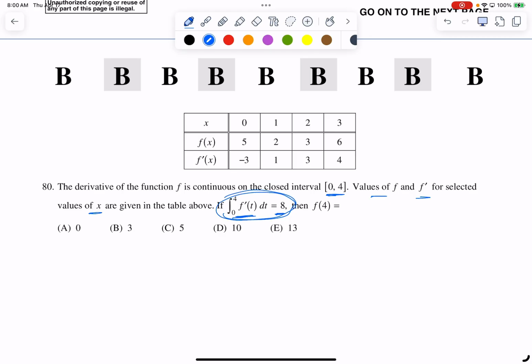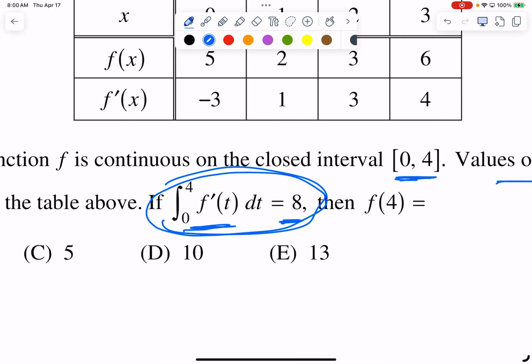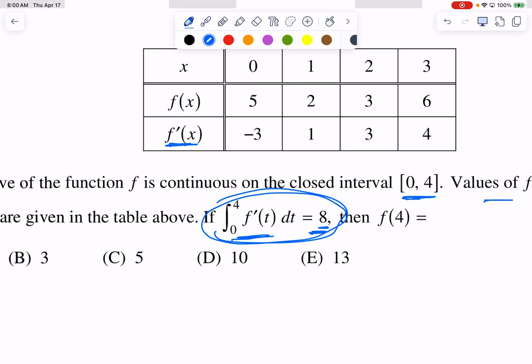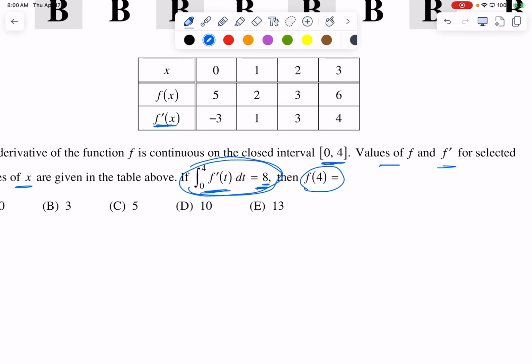What are they giving you here? They're giving you the definite integral from 0 to 4 of f prime of t dt is equal to 8. What is that? Area under the curve. It's displacement. Very good. So if I want to calculate f of 4, this is all you need. This one's so easy. You need start plus displacement. You need to know where it starts at 0. And then all I have to add in is how much it got displaced from 0 to 4.